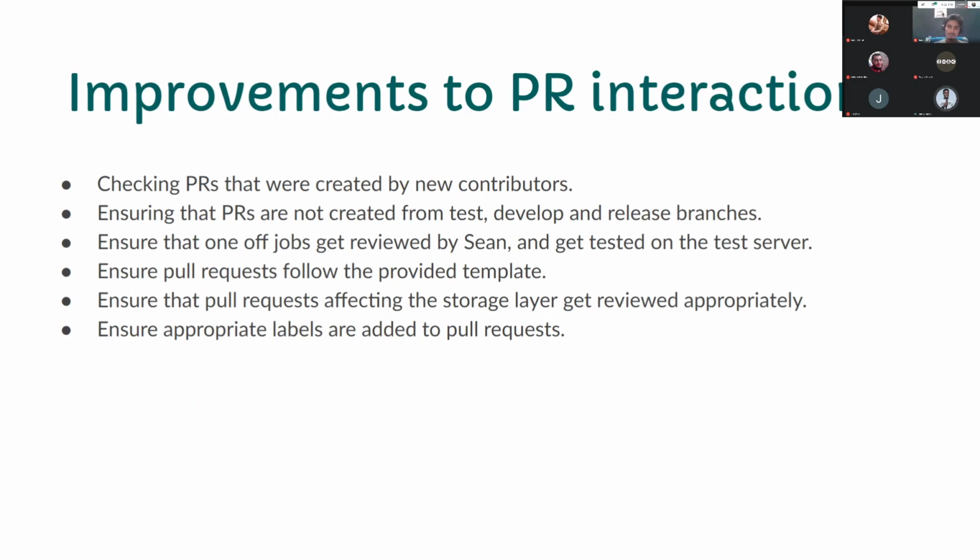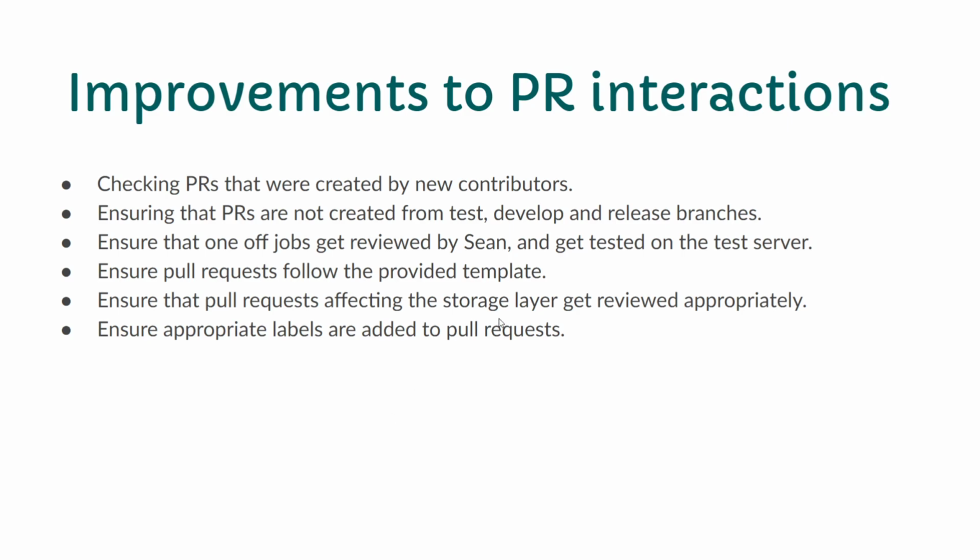Okay, so the next part of my GSoC task was to make sure that PRs move smoothly. So we checked that PRs created by new contributors have appropriate labels. We ping the onboarding team to make sure that they have actually signed the CLA, and if they have not signed, we close the PR and give them a link to the wiki on how to get started. We also make sure that PRs are not created from the test, develop, and release branches.